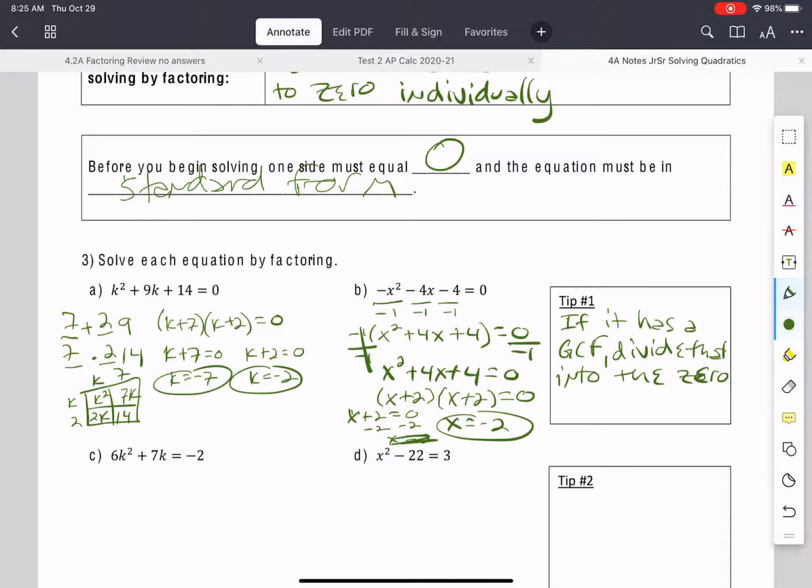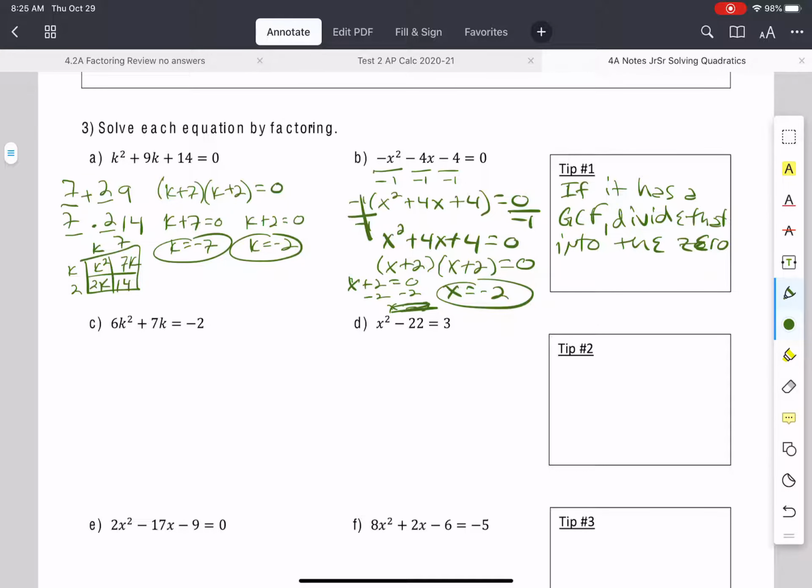Okay, let's do one more. I know you guys are mentally done, I can tell, but we got to do one more, okay? Let's do C. All right, question 1. Does one side equal 0? No. So the very first thing I got to do is move the 2 over.